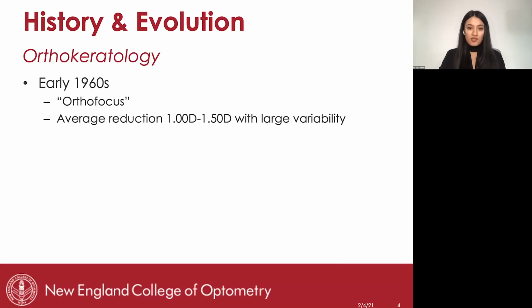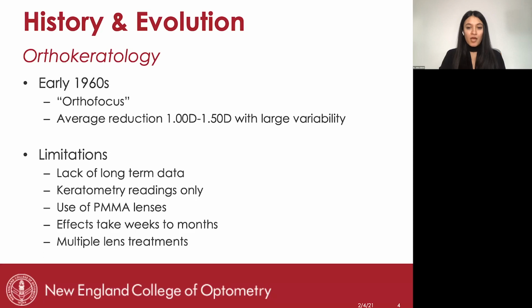The average reduction was between 1 diopter and 1.5 diopters, which again can have a lot of variability and poor predictability. Typically, additional astigmatism was induced as well due to lens decentration. The limitations of the traditional Ortho-K designs included a lack of long-term data at that point on both safety and efficacy.